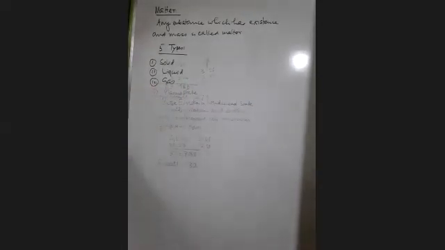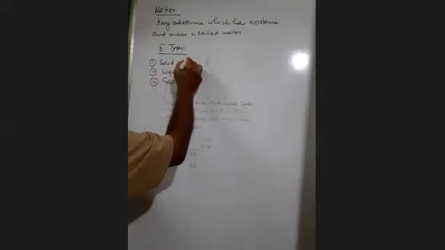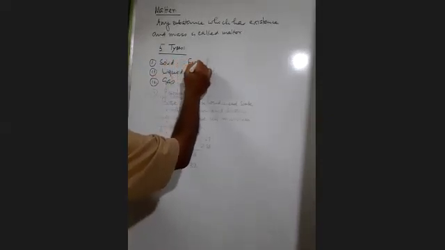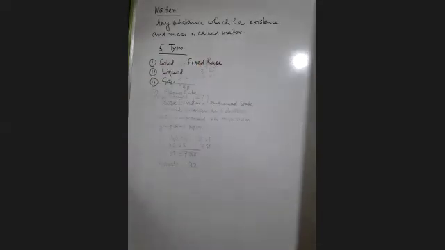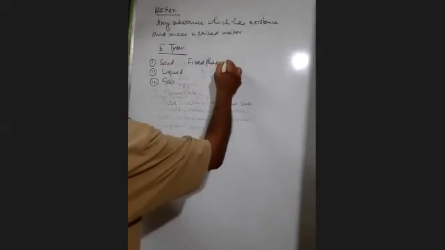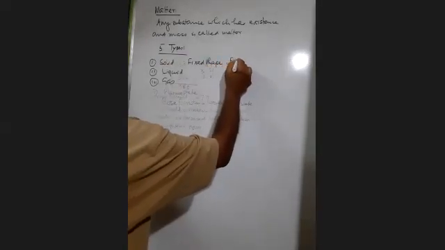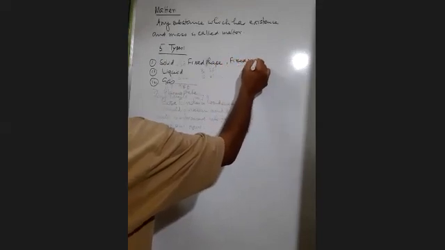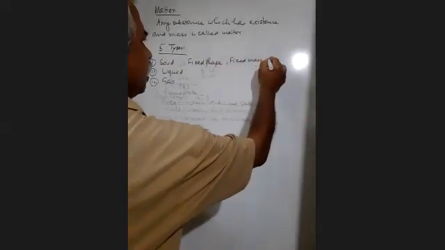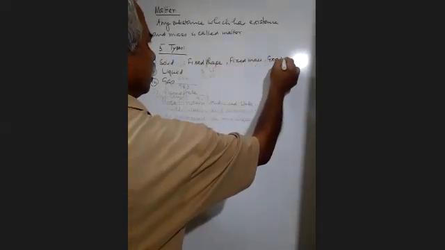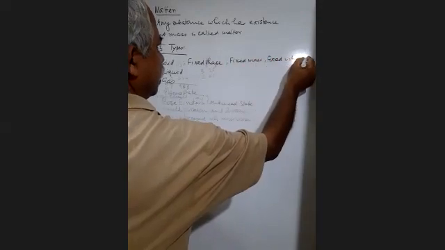Now, how to distinguish this solid, liquid, and gas? Solid has fixed shape. If you don't destroy it, its shape is not going to change. Then it has fixed mass and it has fixed volume.